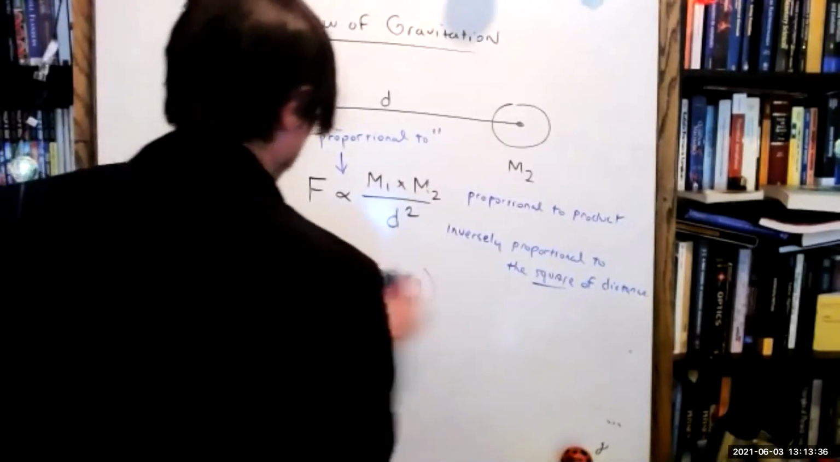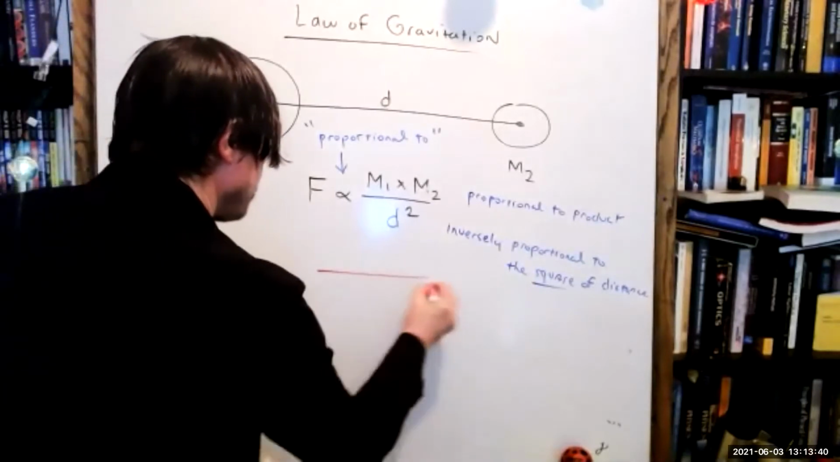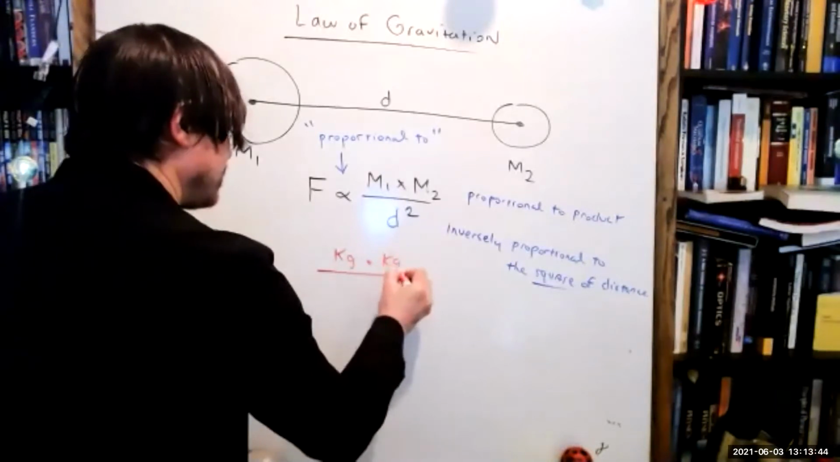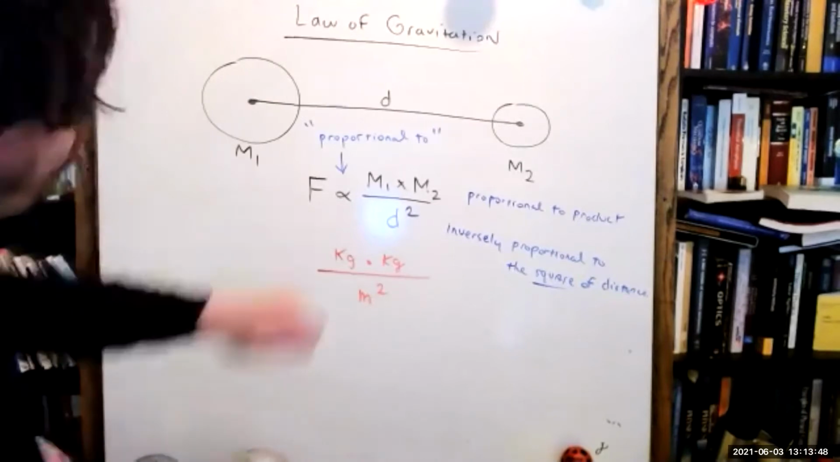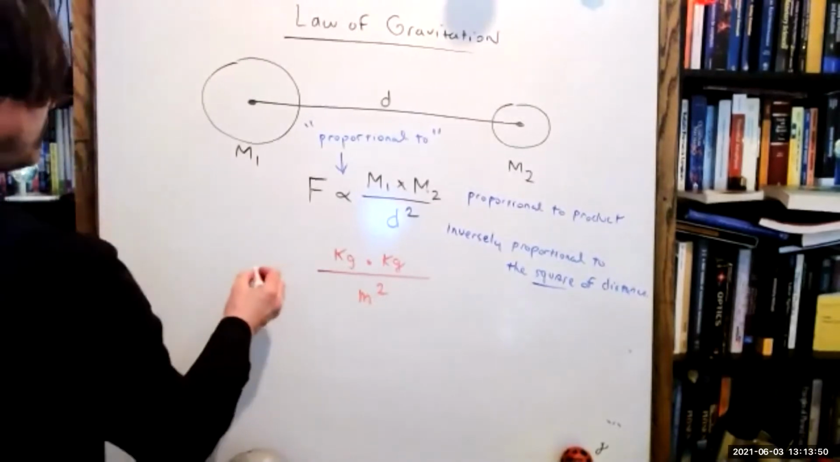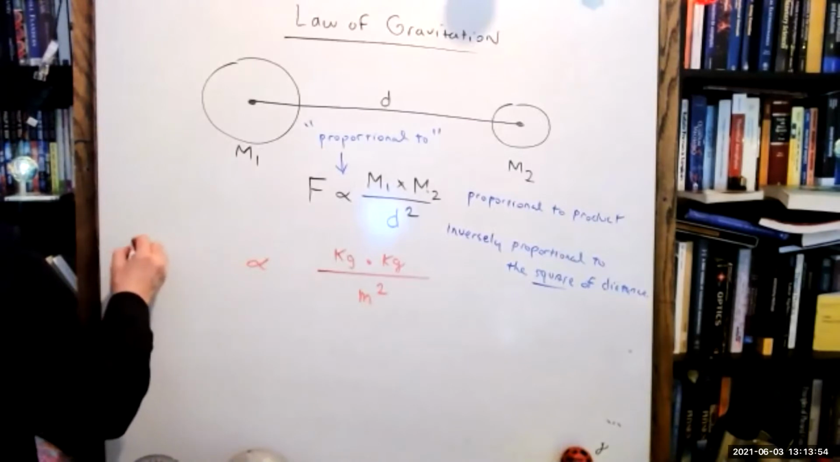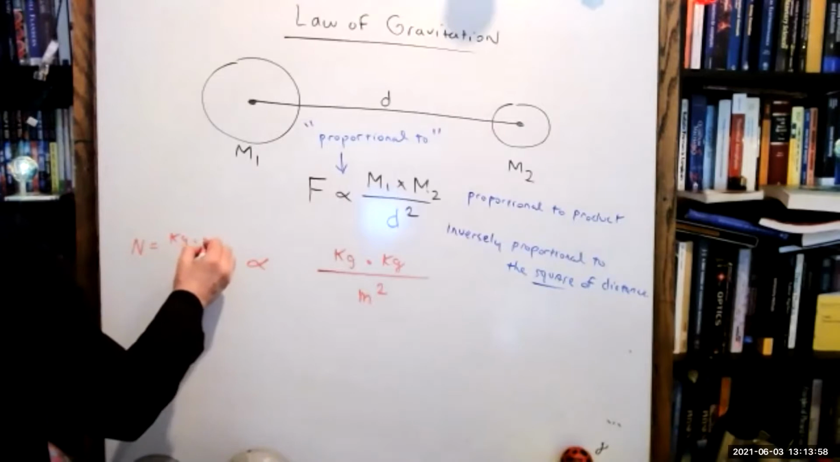Sorry, meters. Right. So let me write this in a different way. On the top, we have some number of kilograms times some number of kilograms. On the bottom, we have some meters squared. And what units should we use for forces? Newtons or kilogram meters per second squared. Right. And now you're starting to see the issue here.